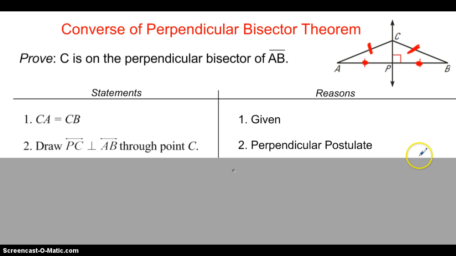Now, using the perpendicular postulate, we are going to draw this line in so that it is perpendicular to AB, and it is passing through C. So in order to prove that C is on the perpendicular bisector of it, we need to show that AP and PB are congruent. We already know it's on the perpendicular line, but we have to know it's also bisecting. So we have a few things that we need to do in order to prove that.